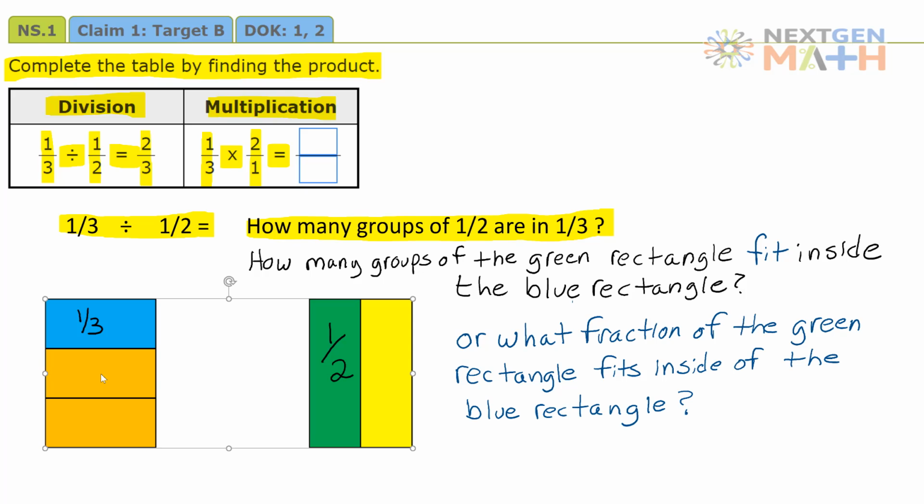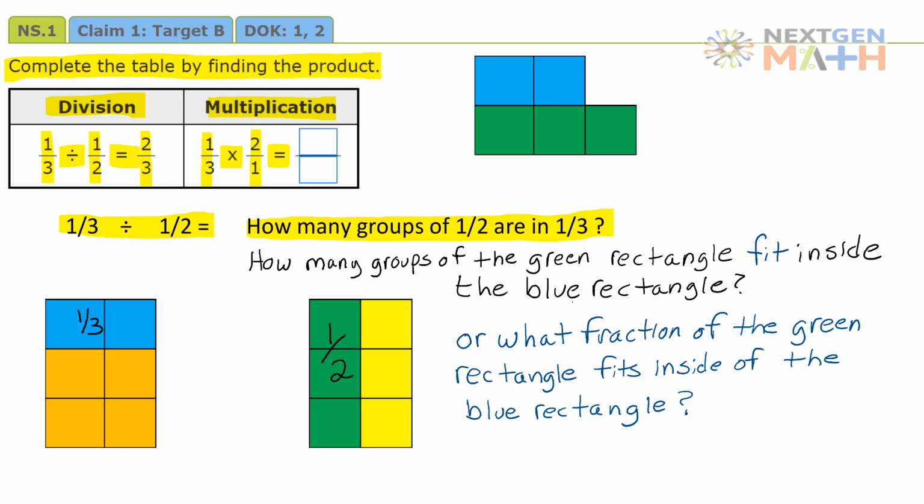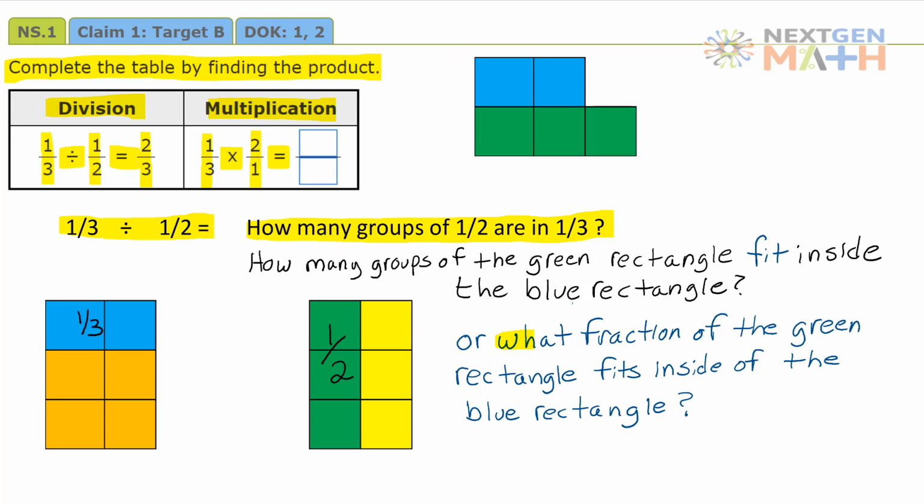First, we're going to change our rectangles so that they have the same number of squares. That way we can compare the green and blue easier. So now let's go ahead and compare our green rectangle to our blue rectangle. So let's read our sentence again. What fraction of the green rectangle fits inside of the blue rectangle?